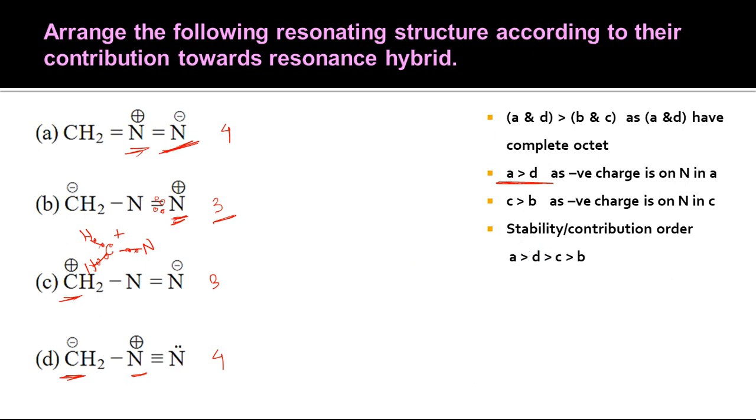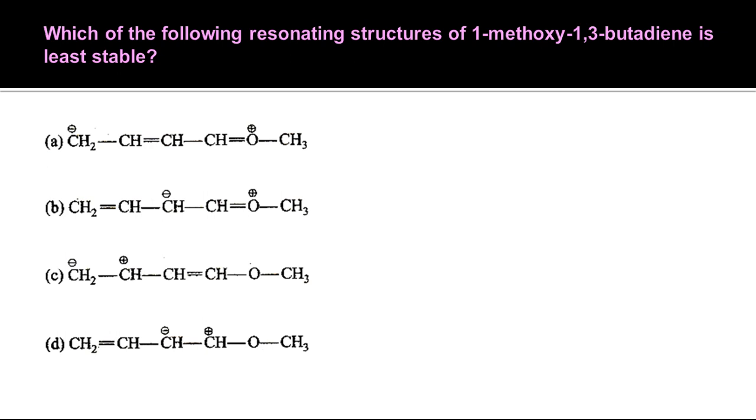Fine. Next one. Which of the following resonating structures of 1-methoxy-1,3-butadiene is least stable? Here the name is given, but in the options the structure is also given. So we don't have to consider that, because if you simply draw it, it is 1,3-butadiene. At the 3 position there is a double bond, and at the 1 position there is a methoxy group. So see here, the total number of carbons is 1, 2, 3, 4, and there is a methoxy group.